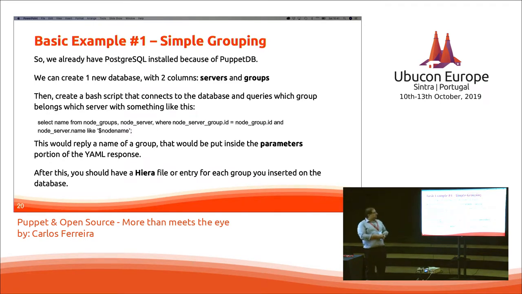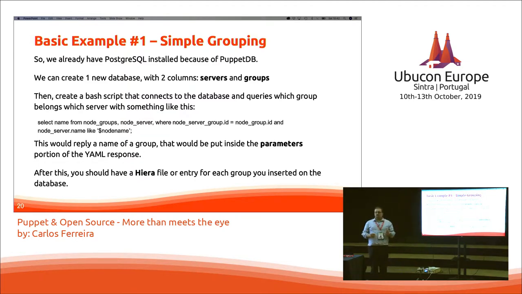Let's start with a basic example. Let's make simple groupings of machines. We already have Postgres installed because of PuppetDB. So we can create a new database with 2 columns, servers and groups. I'm not going to get into specifics on the tables inside. Then we create a bash script that connects to the database and queries which group belongs to which server with something like this. So a basic SQL 92 standard query. This will return the name of the group. They will be put inside the parameters portion of the YAML response. After this, you should have a Hiera file or entry for each group you inserted in the database.